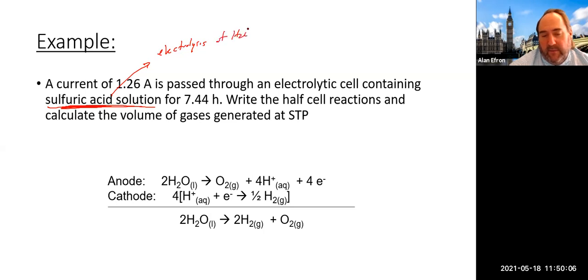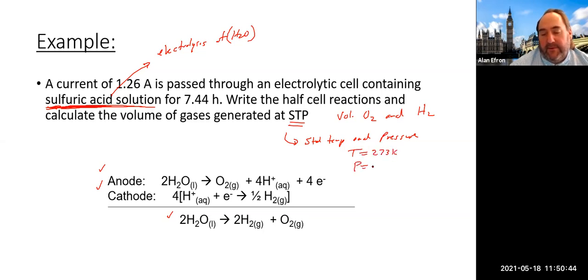of water. So again, remember, it's done with some type of acid solution, acid water, something like that, some acid added in there. That's why we have the half reactions here for water being formed. So that means that what we're looking for is the volume of oxygen gas and hydrogen gas at STP. In case you don't remember, STP is standard temperature and pressure, which means the temperature is 273 Kelvin and the pressure is 1 atmosphere. All right, so I think that's everything that you need.